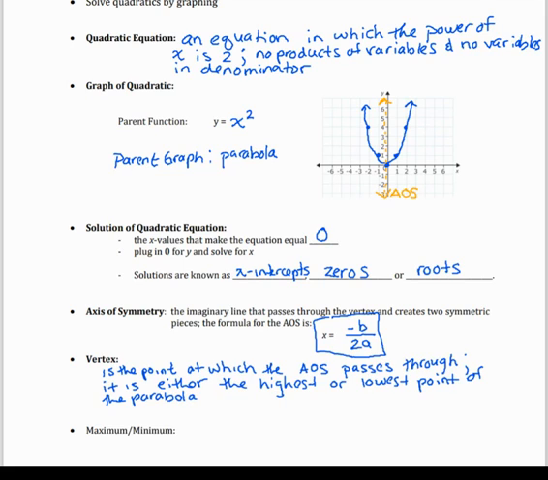And to find the vertex, you're going to find your axis of symmetry. That'll give you your x value. And we plug that x value into the equation to find our y value.